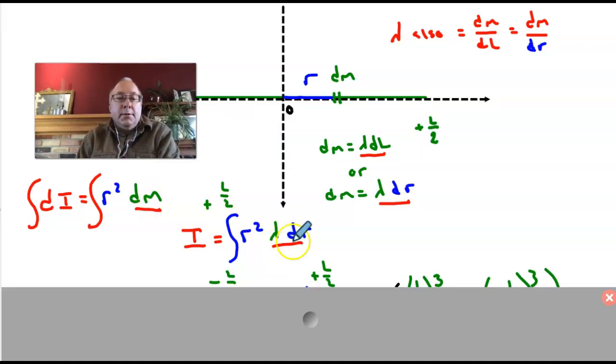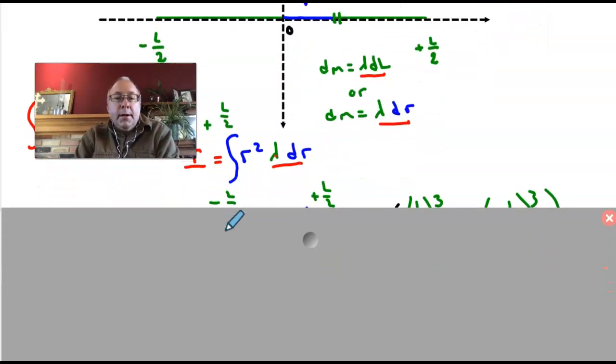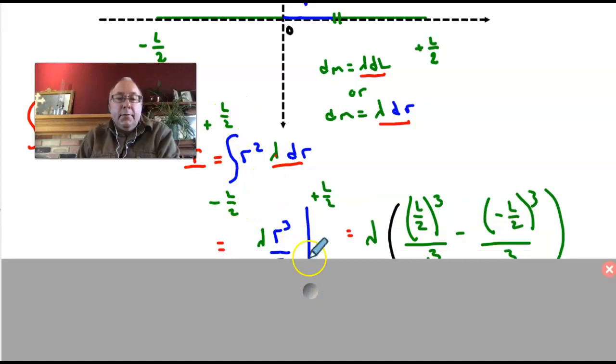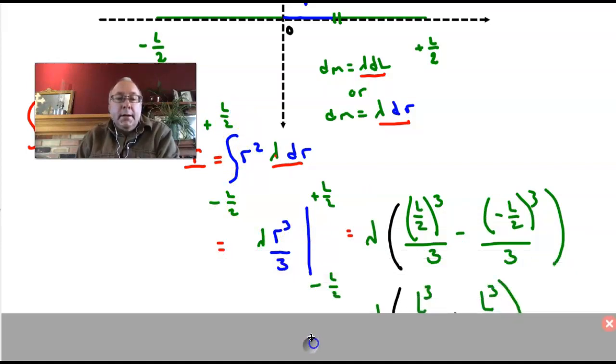So this is a constant now. This is why we can take the lambda out of the integrand, or realize that we're not going to have to worry about that, and our limits of integration are going to be from negative L over 2 to positive L over 2. So we can see that this is a pretty easy integral. It's going to be r cubed over 3, evaluated from plus L over 2 to minus L over 2, and remember our lambda is just going to be out front. So when we do that, we would have lambda times quantity L over 2 cubed divided by 3, minus negative L over 2 cubed divided by 3.